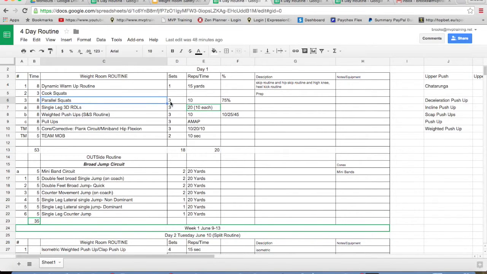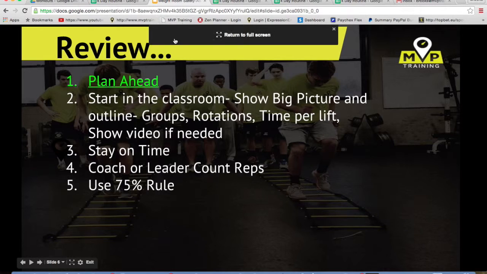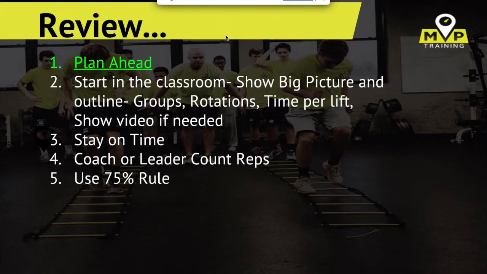Okay, is the first week going to be a 3 times 10 and the second week 4 times 8? All that stuff needs to be considered beforehand so that you don't have an issue the day of. All right, today you're just going to throw something on the board, and not know the overall goal of what you're trying to accomplish. It just doesn't make sense.